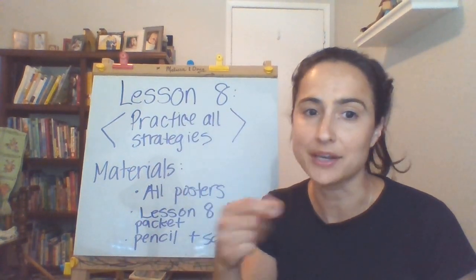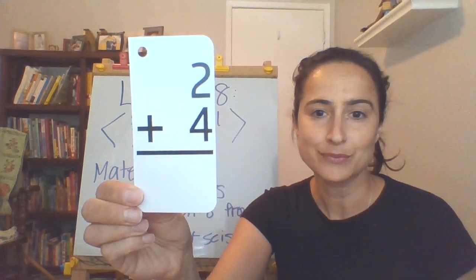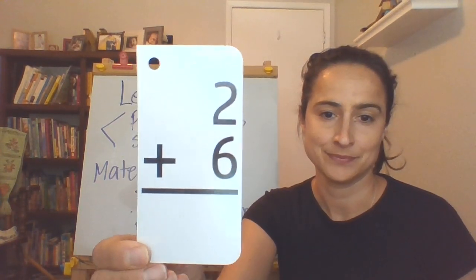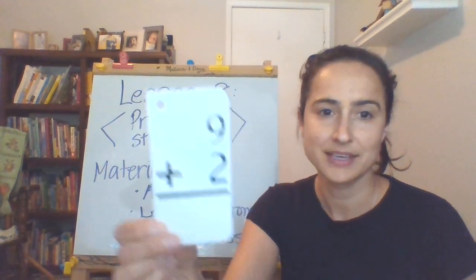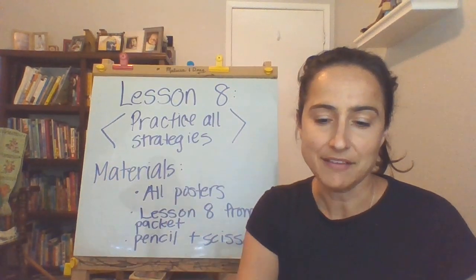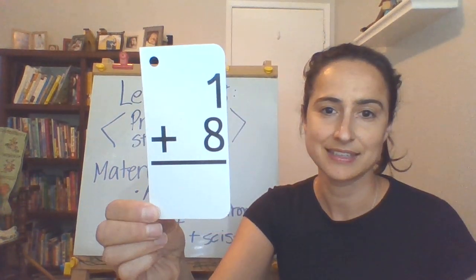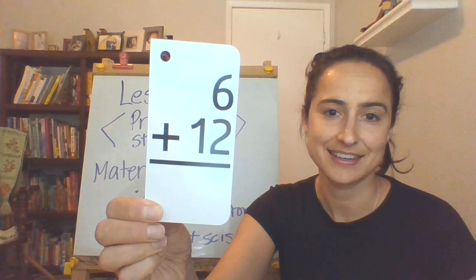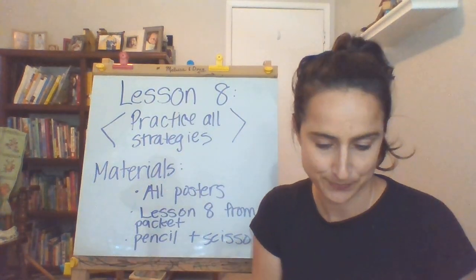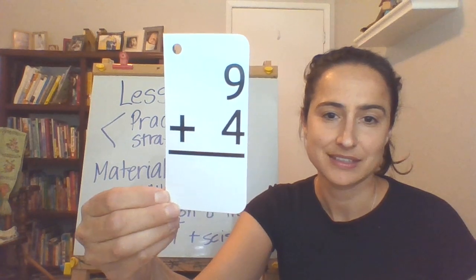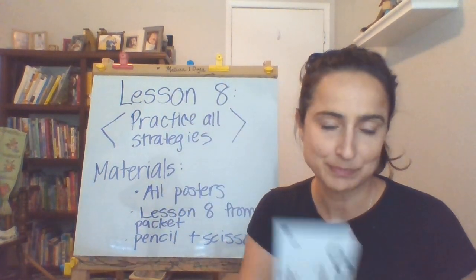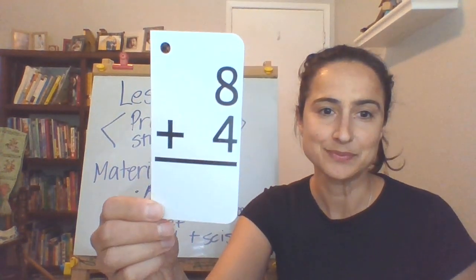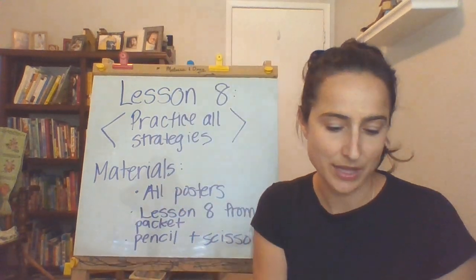10, that's right. When you see that 1, just add 1 more. 6. 8. 11. 9. Big one. 18. 13. 17. 12.